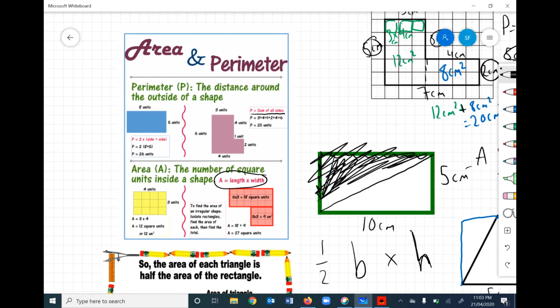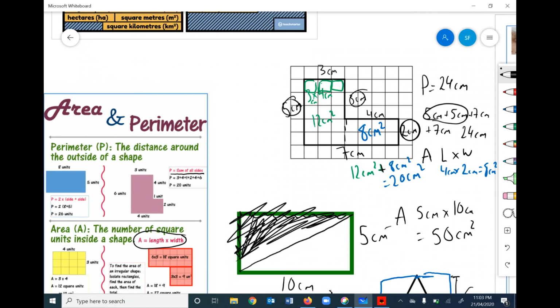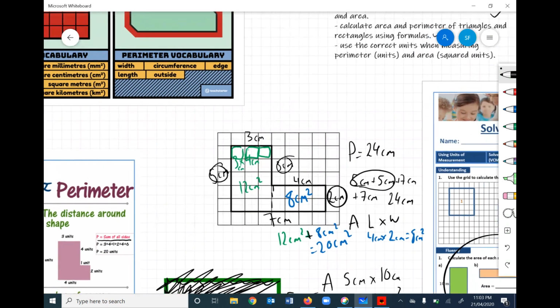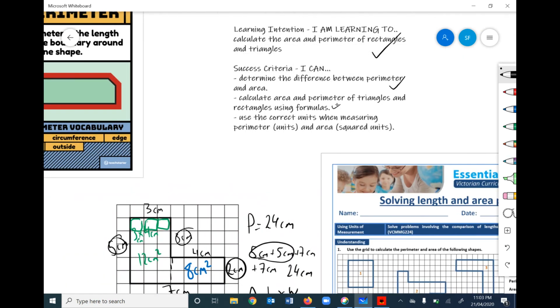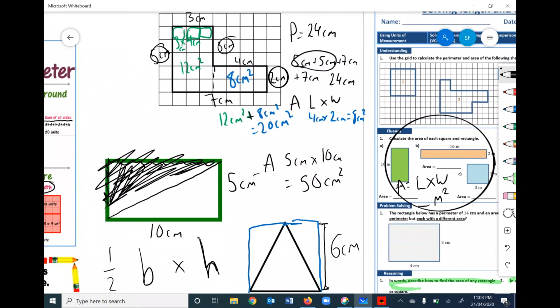We did have a look at this little chart here. We know the perimeter is the outside, while the area is the number of square units on the inside. We can use the formulas for us to be able to do that, so we know where the formulas are. I already had a tick there from last time. So let's have a look at a couple here.